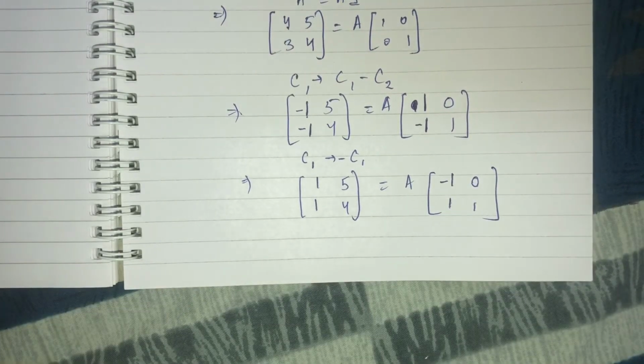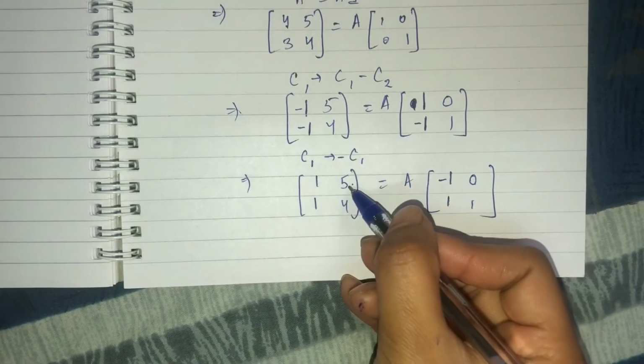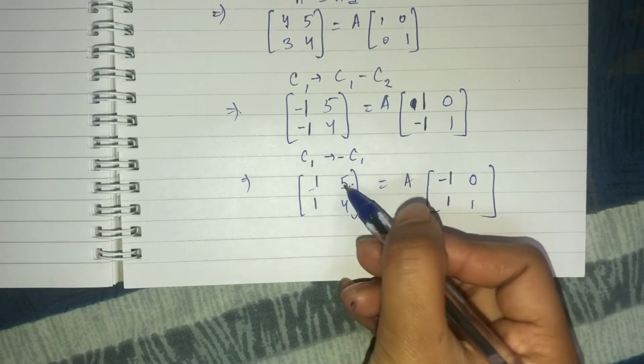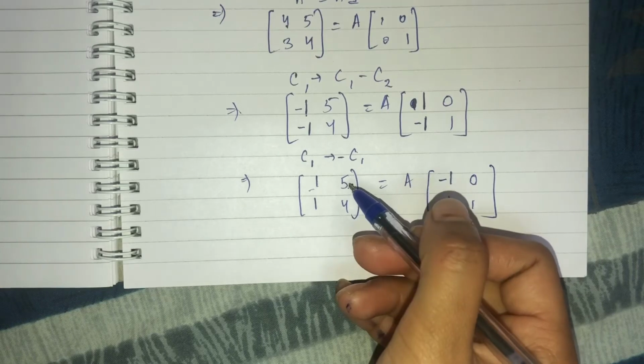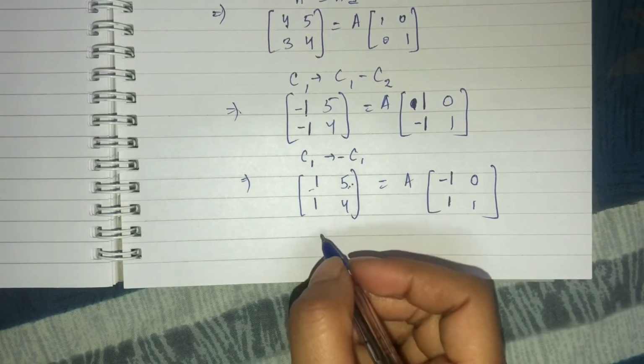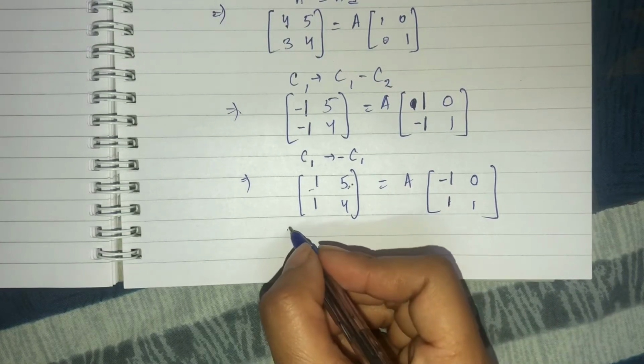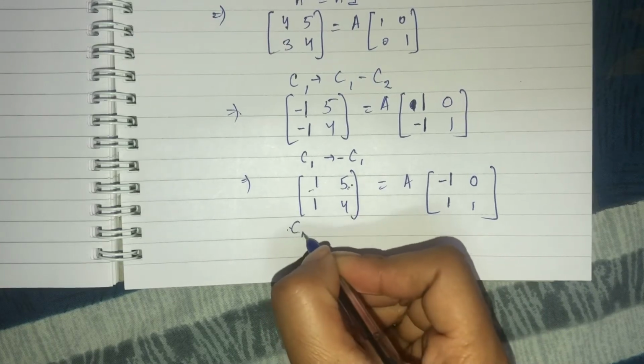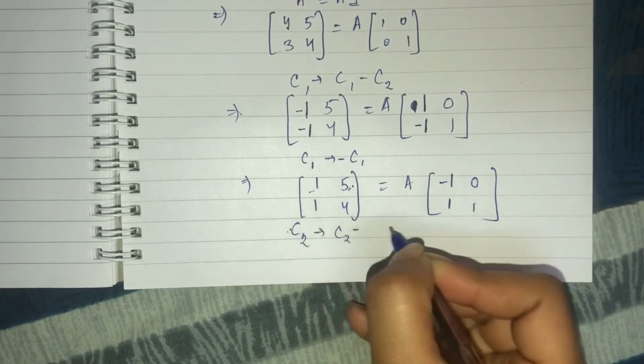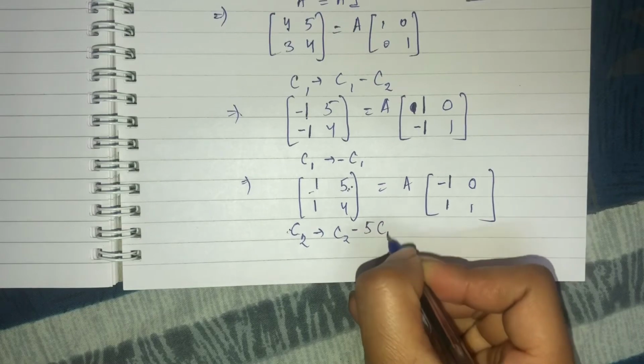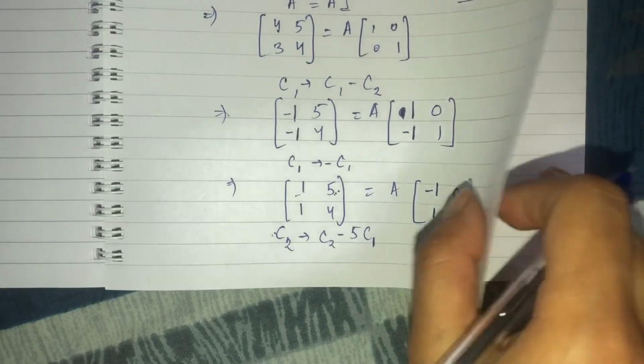Now what will I do? क्या करना चाहिए मुझे? 1 0. I want 0 here. So 5 times multiply करके यहाँ 0 बना देते हैं. Easy. ठीक है, कर देते. तो C2 को change किया. C2 minus 5 times C1. Okay, I'm turning the page.